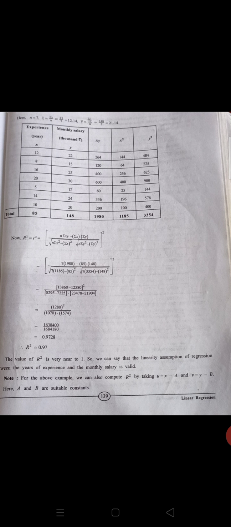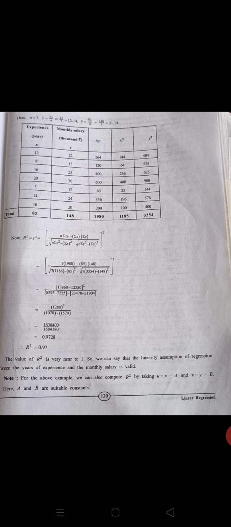We got x bar and y bar, both in fractions and not a big amount, so we have to find the values of xy, x square and y square, because we have to use the formula. So what is the formula? r square is equal to, in bracket, n sigma xy minus sigma x sigma y, whole divided by under root n sigma x square minus sigma x whole square, into under root n sigma y square minus sigma y whole square, whole bracket whole square. Then what we have to do? We have to find first xy, then x square and y square.